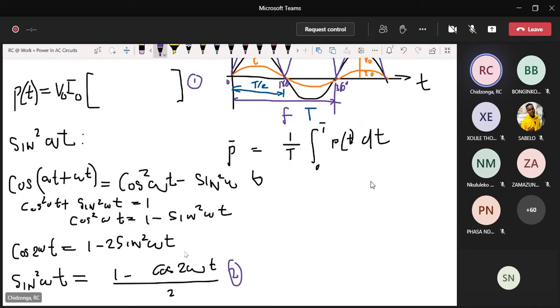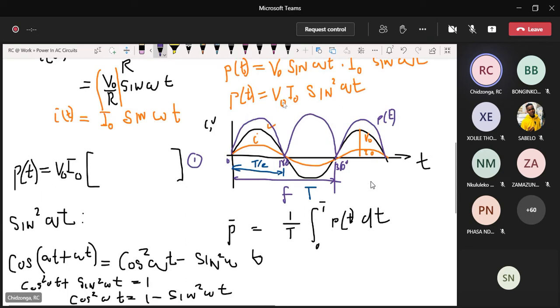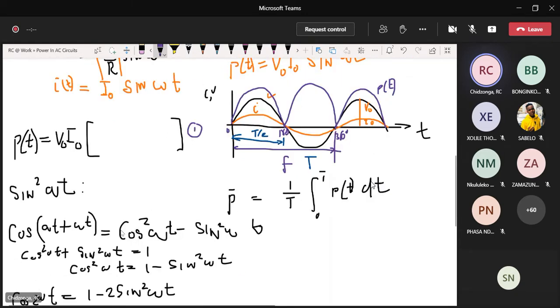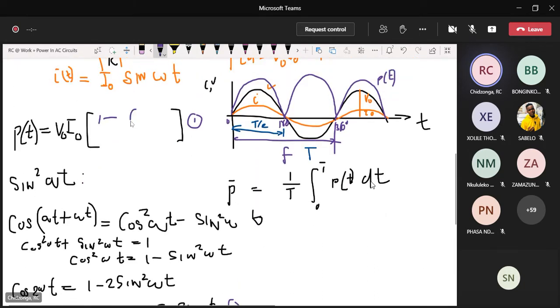So now I'm going to take 2 and replace it. Remember, 2 is just this equation: V peak I peak sine squared omega t. I found out that sine squared omega t is actually 1 minus cos 2 omega t divided by 2, all over 2, like that.